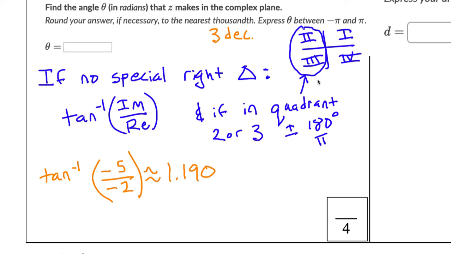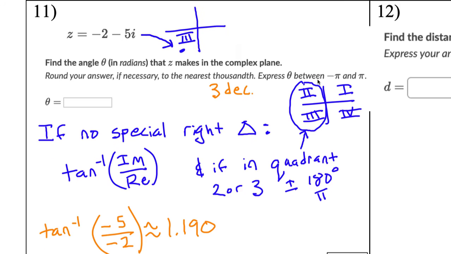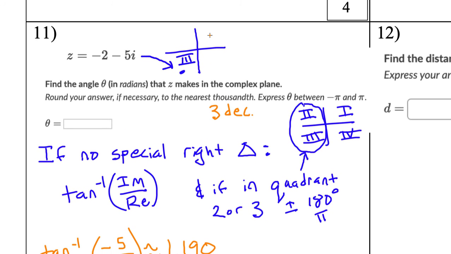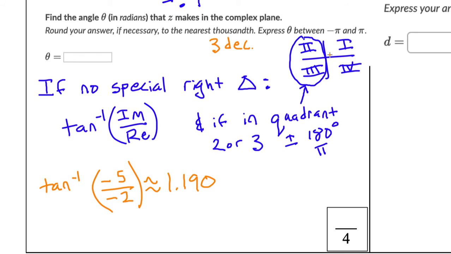All right, so now that everyone got 1.190, we need to ask ourselves: we're obviously in the wrong quadrant because 1.190 is right about there. We need to rotate 180 degrees, so add pi or subtract pi. It does matter because of this domain. If I add pi to an already positive number, I'm going to be bigger than pi, therefore I need to subtract pi.